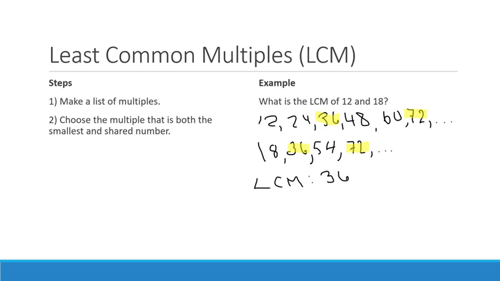If we look at 12 and 18, you can see I've listed them off. 12, 24, 36, 48, 60, 72, and so on. For 18, I've listed 18, 36, 54, and 72. Notice highlighted are two common numbers that both 12 and 18 share. The least of these is 36. 36 is the least common multiple.